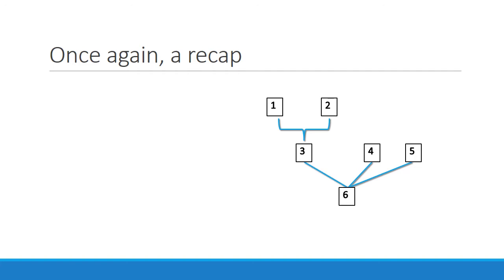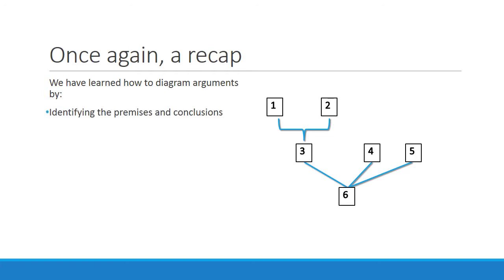You see on your right a diagram of a hypothetical argument. We've learned how to generate these kinds of diagrams by doing a couple of things. First, we have to figure out what the premises and the conclusions of the argument as it's written out in a paragraph are. Then we list those and number them. We put the premises towards the top and the conclusion at the bottom.